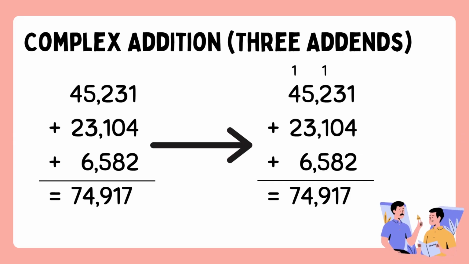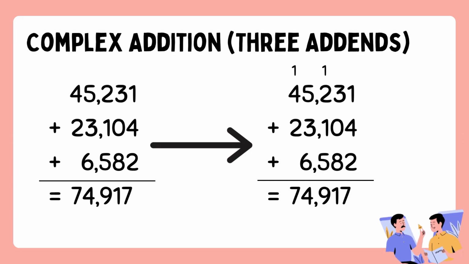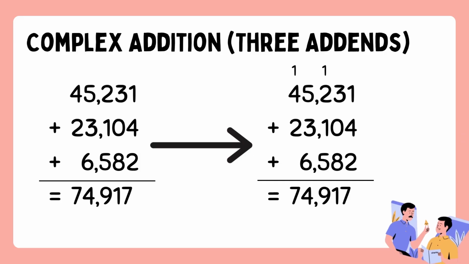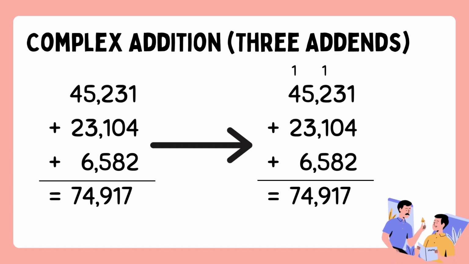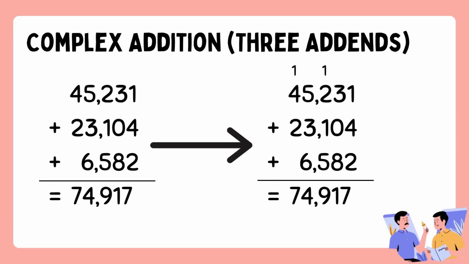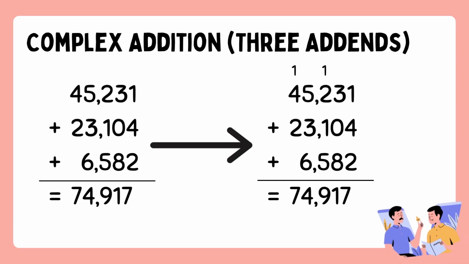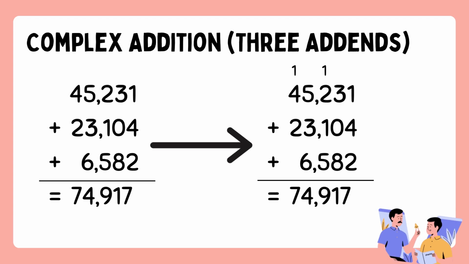Start from ones. 1 plus 4 plus 2 is equal to 7. 3 plus 8 will give us 11, so we put 1, then the other one will carry over to the next place value. 1 plus 2 plus 1 plus 5 is 9. 5 plus 3 plus 6 will give us 14, put down 4, then carry over 1. Then for the last, 1 plus 4 plus 2 will give us 7, resulting in the answer of 74,917.